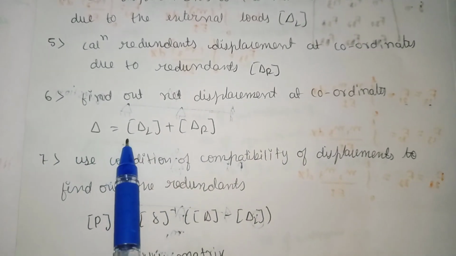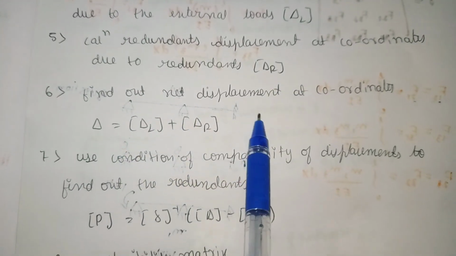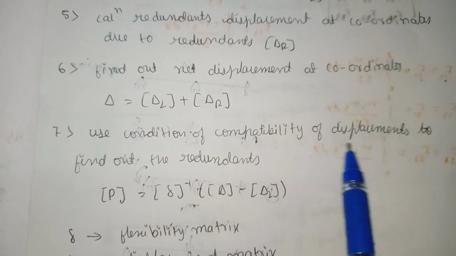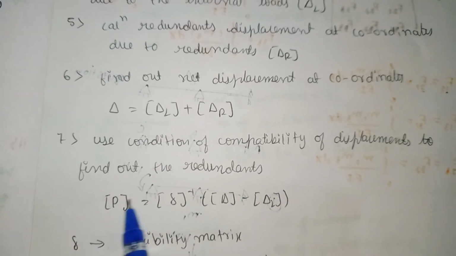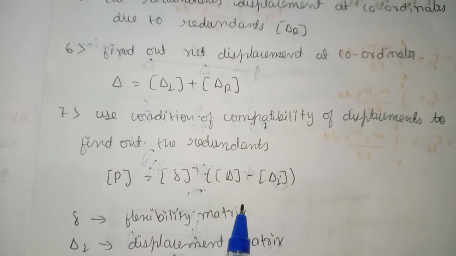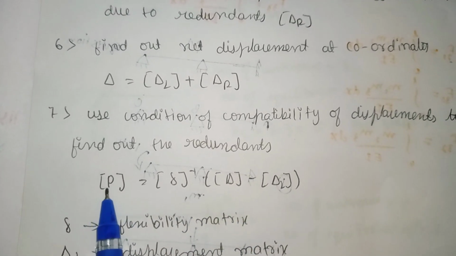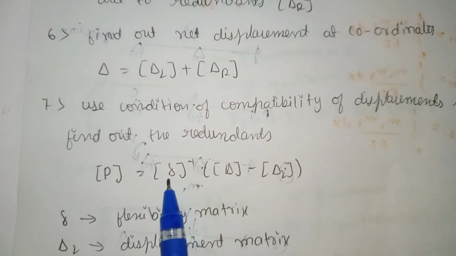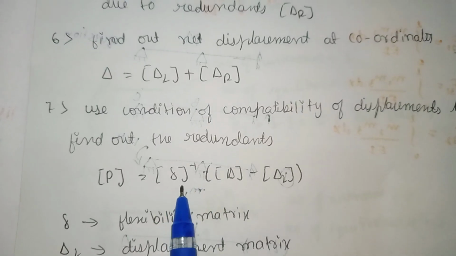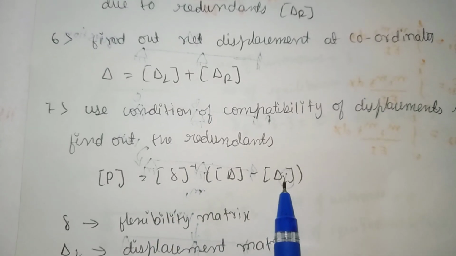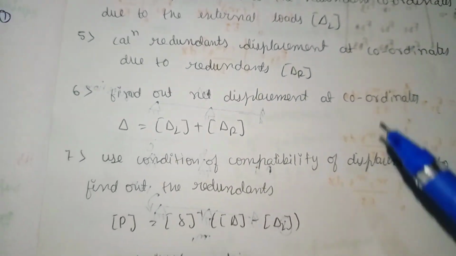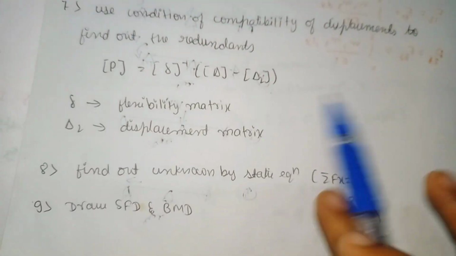After finding the net displacement, we use the condition of compatibility of displacement to find the redundants. By using this formula we need to find the P matrix. Here we need to take the inverse of delta, which is the flexibility matrix. Here delta L means the displacement matrix which we found here. While analyzing I will tell you in detail.